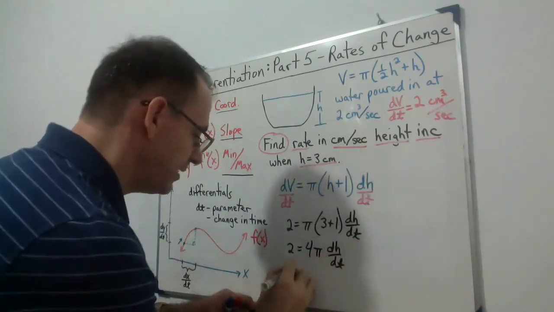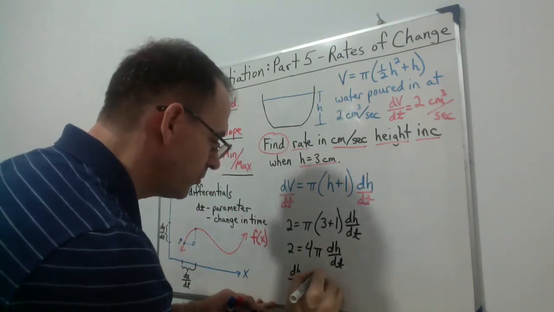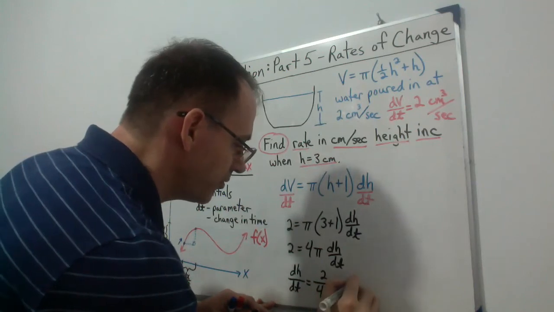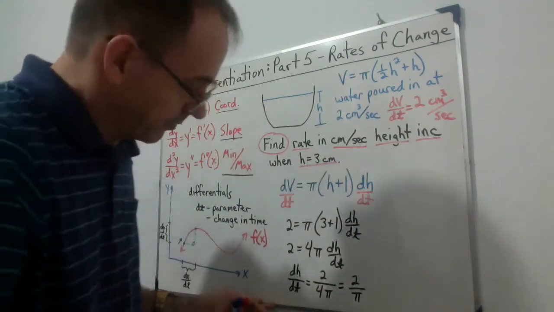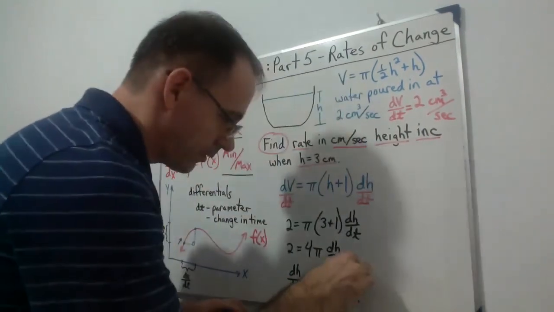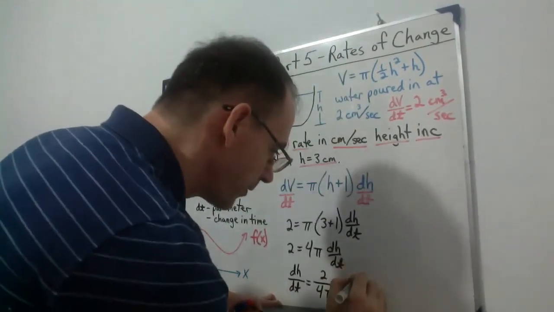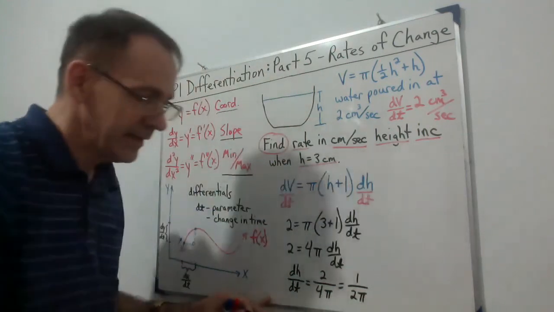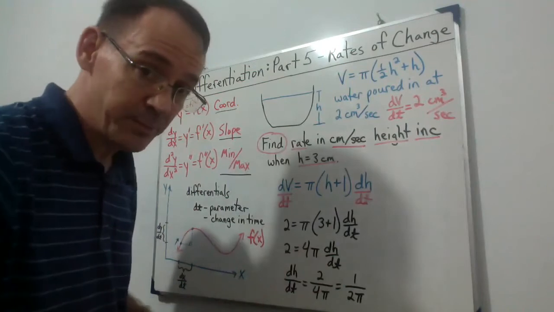So our dh dt equals 2 over 4 pi, which equals, sorry, not 2 over pi, 1 over 2 pi. 2 and the 4 cancel, leaving the 2 on the bottom. 1 over 2 pi. And then this doesn't really connect to our thinking because it has pi in there.